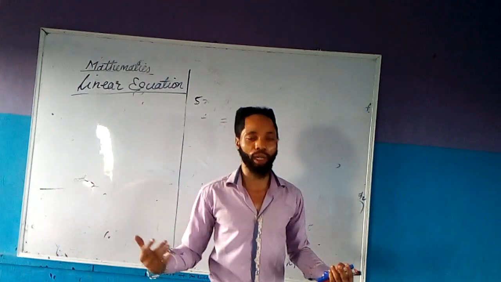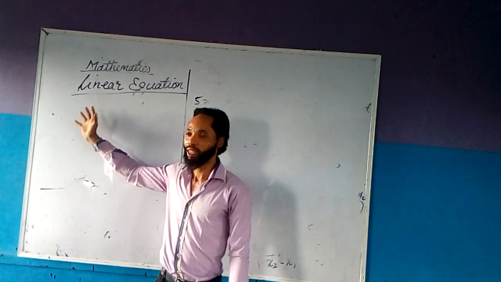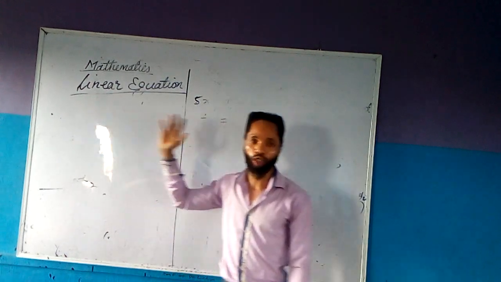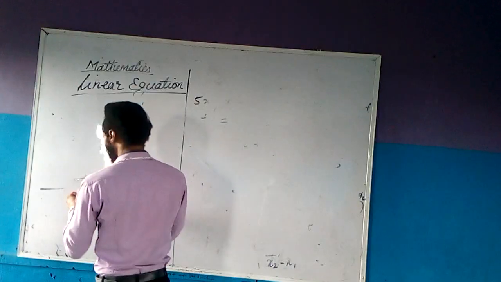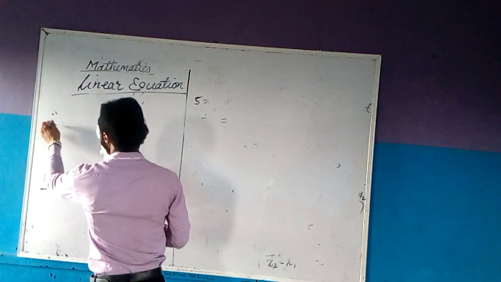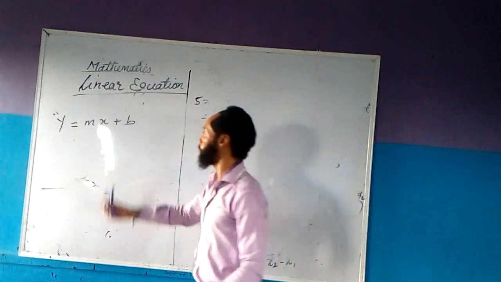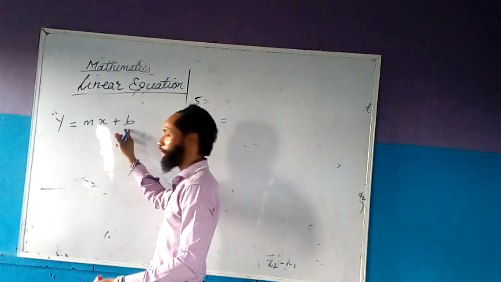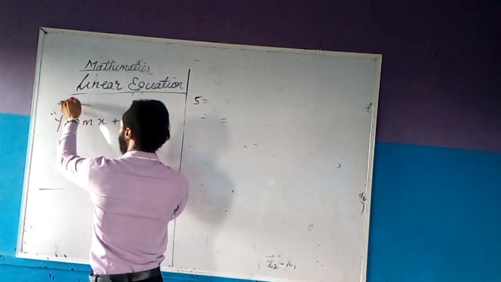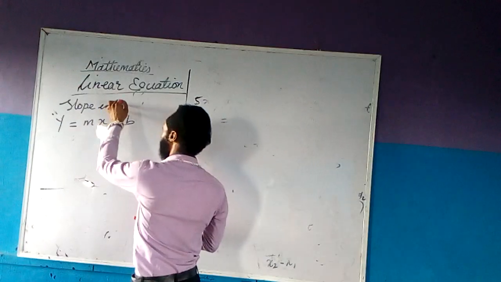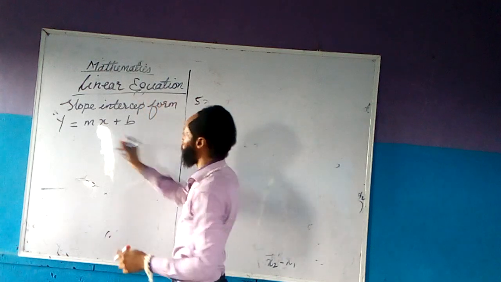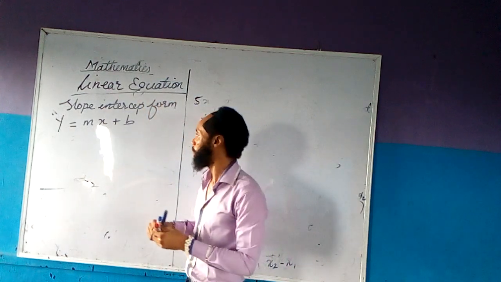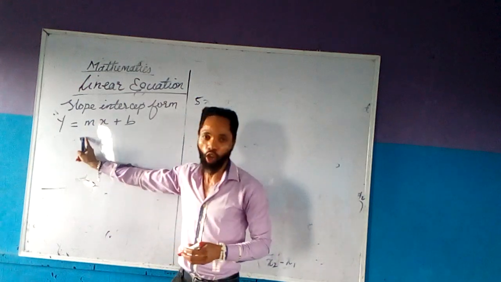You can write your equation in two ways: point slope form and slope intercept form. So I'm going to write out the two here. You can write y equals mx plus b. What is this? Slope and intercept. So this is called slope intercept form, because apart from your y and your x, you have your slope and your intercept.